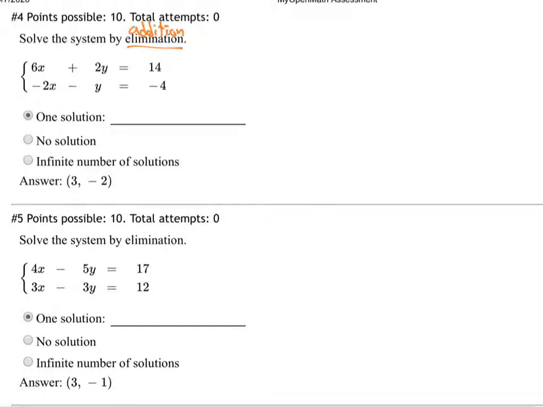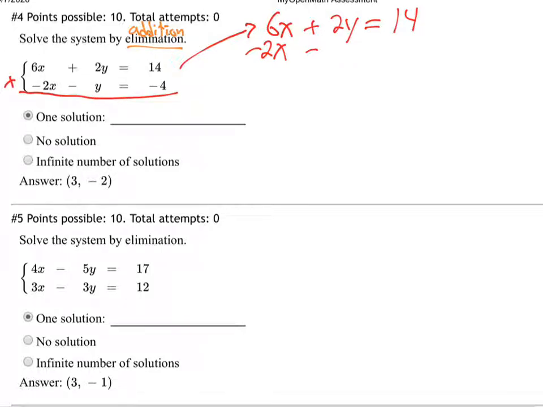Well, we want to add up these two equations. Let me bring them over here. We want to add up these two equations, and well, let's just go right here and add them up. It's called the addition method, and have things eliminate. So 6x added to negative 2y is 4x. Plus 2y added to negative y is plus 1y, right? 2 plus 2 minus 1 equals, and 14 minus 4 is 10.